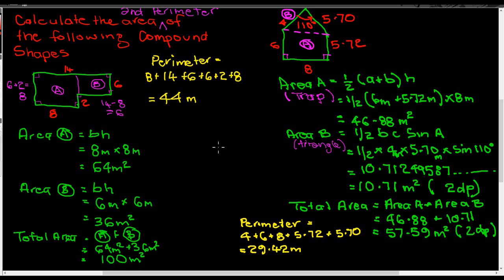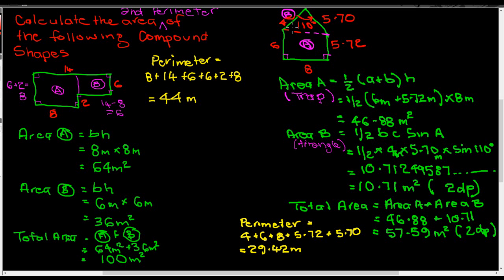Here we have a sort of lopsided shed, if you like, and the first thing we've got to do is divide it up into two shapes. I've divided it up along this line here. This shape here is a trapezium, and the shape on top of that is a triangle. We've got two right angles here, which tells us that these two sides are parallel. So they're the parallel sides of the trapezium, and the distance between the parallel sides, the height, is 8.